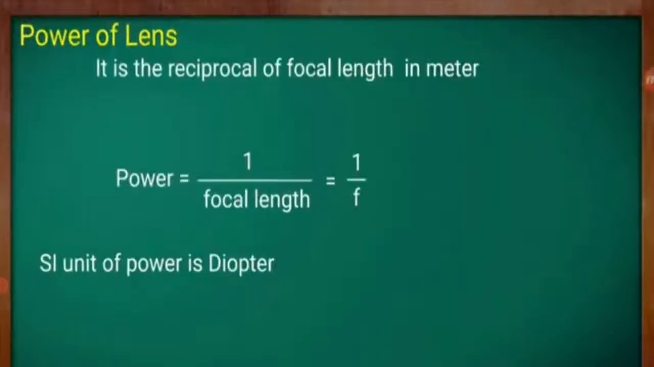So now at last the concept is power of lens. Power of lens is nothing but the reciprocal of the focal length. So with the concept of solving a numerical problem, we define the power of lens as the reciprocal of the focal length in meters. So that is power is equal to 1 divided by focal length, that is equal to 1/f. The SI unit of power is diopter, and it is represented with the capital letter D.